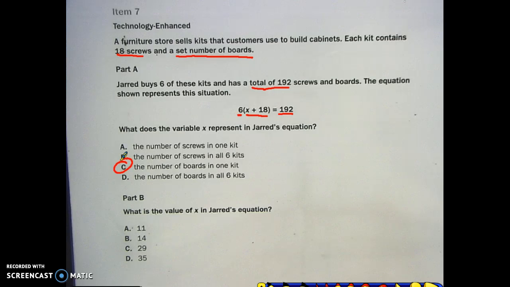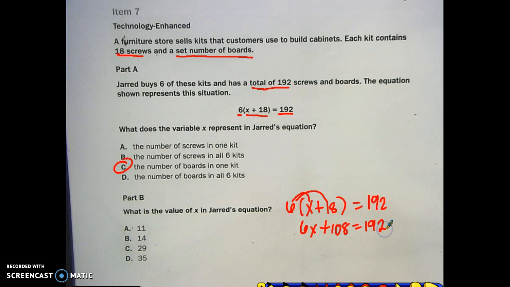Part B says, what is the value? So I'm going to take this equation, 6 kits times a set number of boards plus 18 screws equals 192 screws and boards, and I'm going to solve it. First thing we're going to do is distributive property. 6 times X is 6X. 6 times 18 is 108.